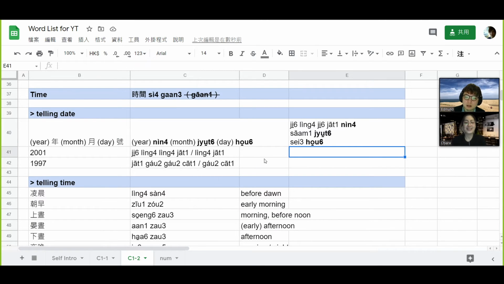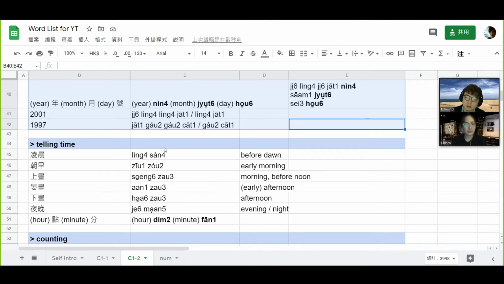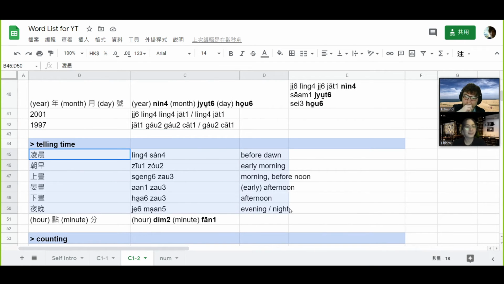97. So this is how we tell the date. And then to tell time, in English you say, for example, 3 p.m. in the afternoon. You say the time number first, and then the period of the day after it. But in Cantonese, you say the period of day first. So you say all these things first before you say what time it is, the number.